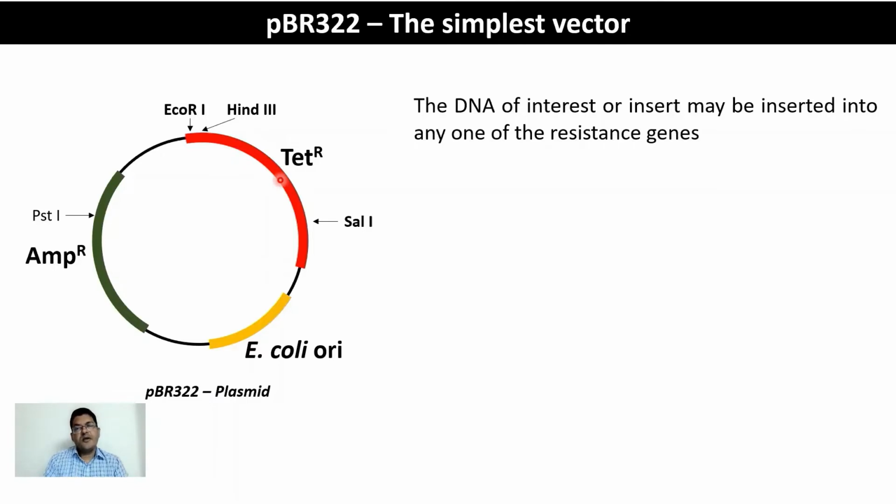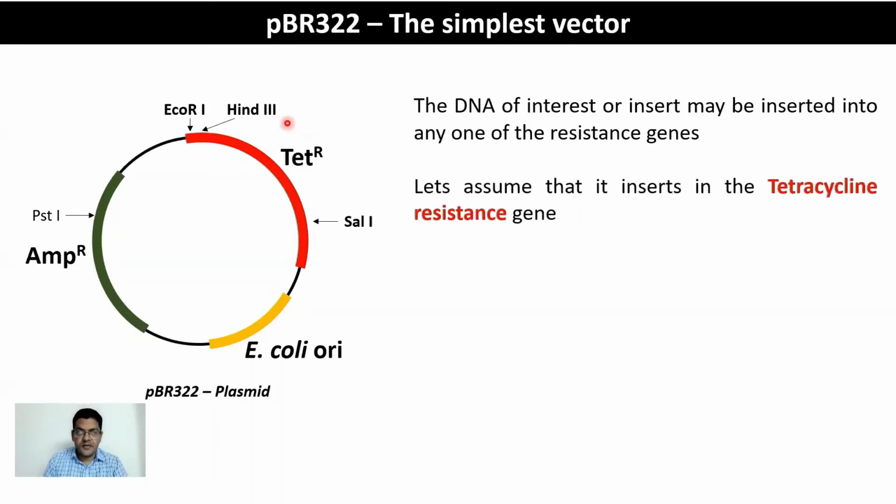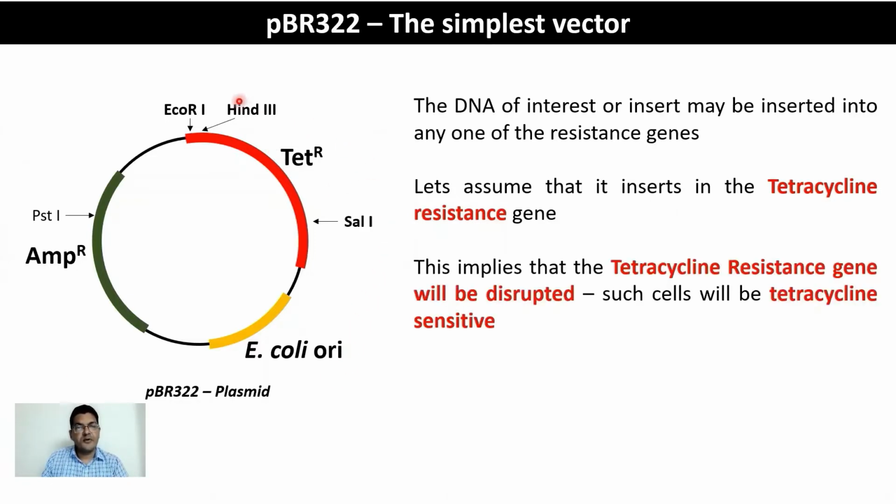Right? So let's assume that the insertion happens within the tetracycline resistance gene, in which case the cells that undergo successful recombinant transformation, which means that the insert has got inserted into the tetracycline resistance gene and this plasmid has transformed into the host cell, will be susceptible to tetracycline. So to select for recombinant transformants, essentially what you're looking for are cells that are ampicillin resistant but tetracycline sensitive, because our DNA of interest has got inserted into the tetracycline resistance gene.